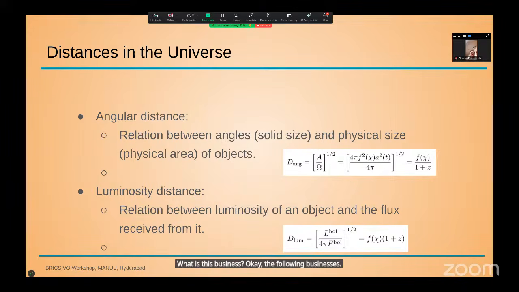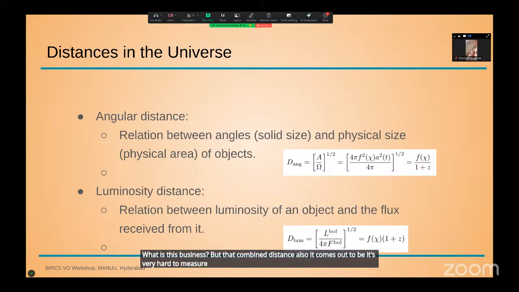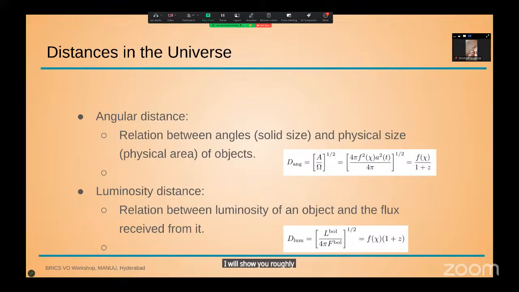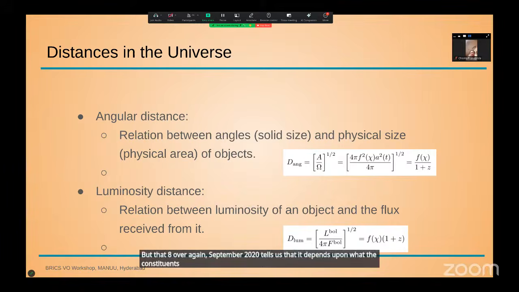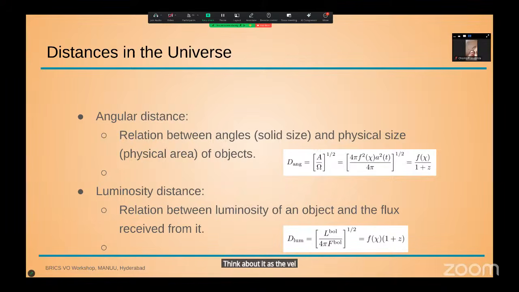But that moving distance also turns out to be very hard to measure, because this a dot over a does not remain constant. It changes as a function of time. How it changes is beyond the scope of this particular term, but I will show you roughly what it looks like. General relativity tells us that a dot over a depends upon what the constituents of the universe are. Okay? Think about a dot as the velocity, the rate of change of the scale factor.